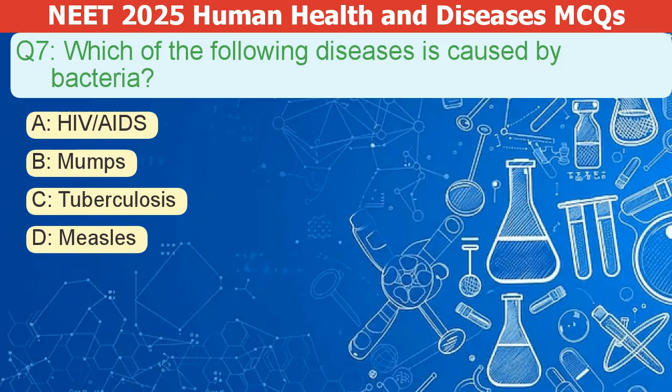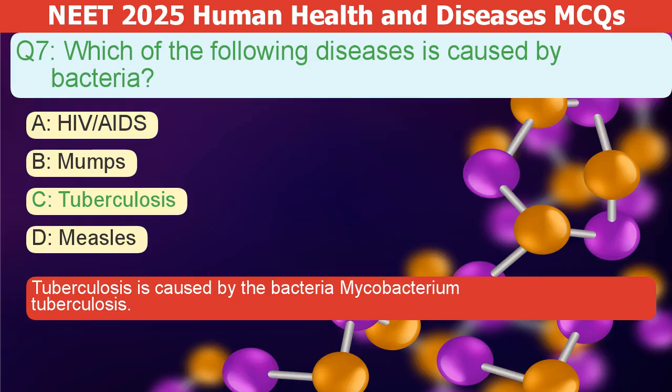Which of the following diseases is caused by bacteria? A. HIV/AIDS. B. Mumps. C. Tuberculosis. D. Measles. The correct answer is C. Tuberculosis is caused by the bacteria Mycobacterium tuberculosis.